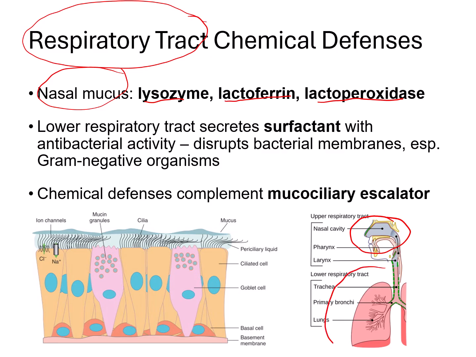In the lower respiratory tract, we have surfactant, which can not only lower surface tension to help us breathe, but also contains phospholipids and surfactant proteins that can insert into bacterial cell membranes to make them unstable. So surfactant especially is good at weakening or killing gram-negative bacteria. Together, these chemical defenses work alongside what we saw in the previous video, the mucociliary escalator.